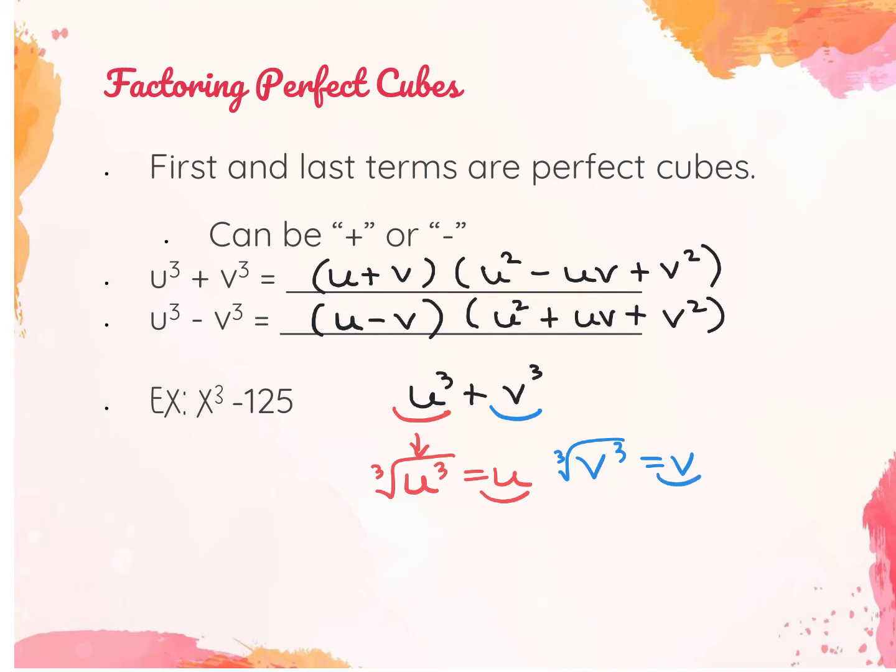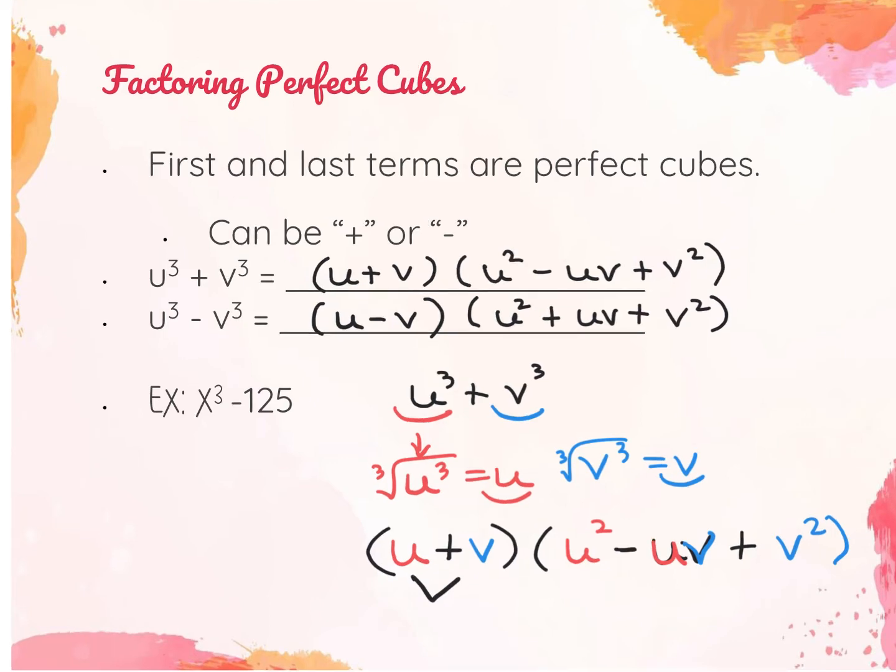So again, for the sum, we would take the u, same sign, plus the v. Then in the second parentheses, you square the u number, opposite sign of the original problem, so subtraction here. And then we're going to take the u and the v, and multiply them. And then the last term is always positive. Actually, let me do this in color. So this would be u, this would be v in blue. And then the last term will always be positive, and it's the v squared.